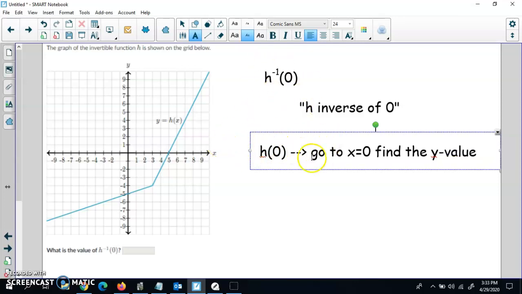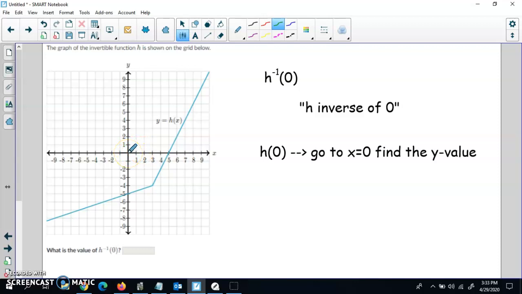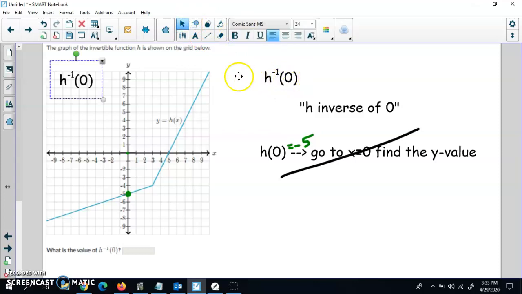So if we're not doing inverses, we go to the X, where X is equal to 0, and that goes with -5. So that would be equal to -5. Now that's not the answer because we're not doing that. We're doing the inverse. So when we're doing H inverse of 0, let's just write this down.